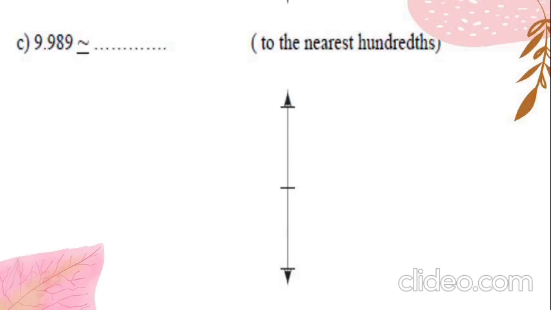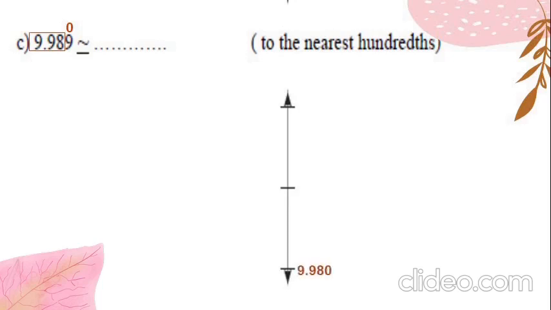Letter C. Here we have 9.989. I need to round this number to the nearest hundredths. Here I need to find the smaller number. How can I find the smaller number? Check which digit is under the hundredths. It's 8, so take 8 and any digit before it inside the box, like this. And any digit outside the box, change it to 0. And this is the smaller number.